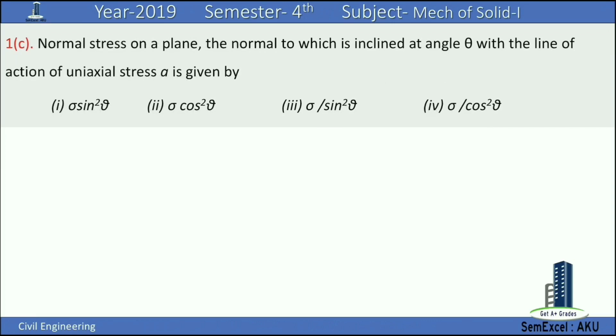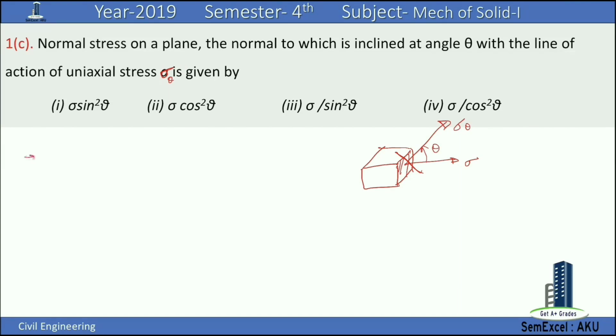The question is normal stress on a plane, the normal to which is inclined at an angle theta with the line of action of uniaxial stress sigma. Sigma theta is given by. For that, let's say we have one element. Here is the theta, this is the stress. So we have another plane. So in question it has been asked what is the sigma at angle theta.